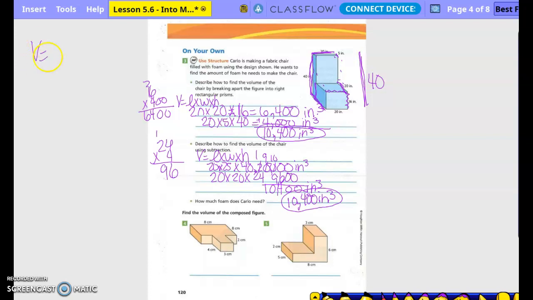So volume equals length times width times height. So my volume is going to equal, for the first one, do you guys want to go right here and go horizontally? Okay, so for the first one, my length is 8, right? My width is 8, and my height is 2. Okay, so that gets me, what's 8 times 8? 64, and what's 64 times 2?